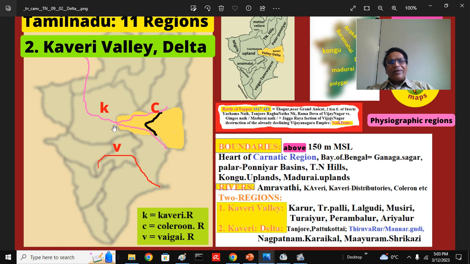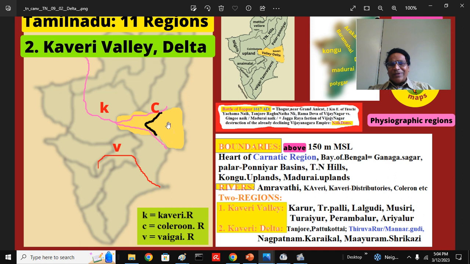See, the Cauvery comes from Karnataka province, from Hogenakkal Falls and the Mettur Dam, to a place called Karur. From Karur it starts forming a bigger valley region; it comes into the plains essentially at Karur. So Karur, Tiruchirappalli, Lalgudi, Musiri, Thuraiyur, Perambalur and Ariyalur are all considered the valley region, and Manapparai here.